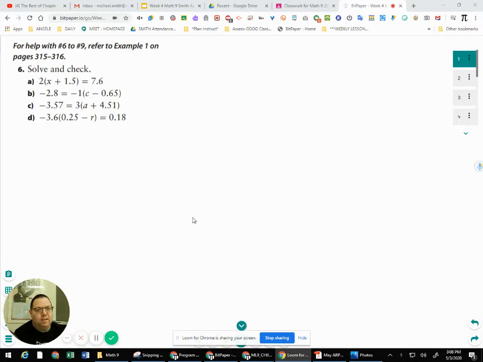I've started with question 6 here. I noticed in your homework we assigned you 6A and 6D, so I am going to do 6B as a demo. Okay, so I'll do 6B. What we have here is negative 2.8 equals negative 1c subtract 0.65.